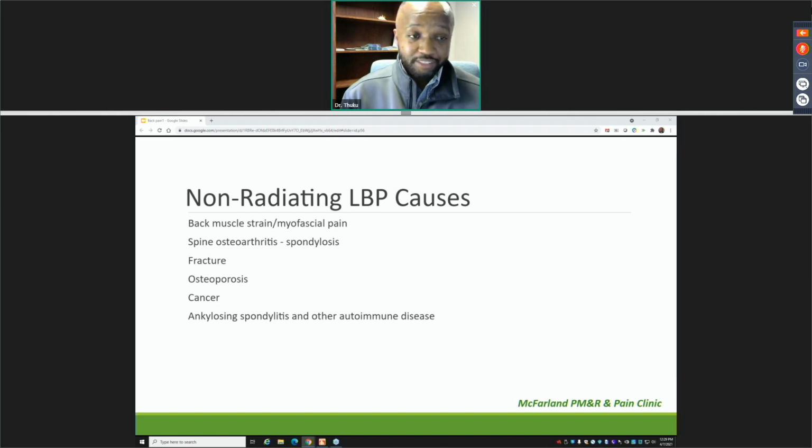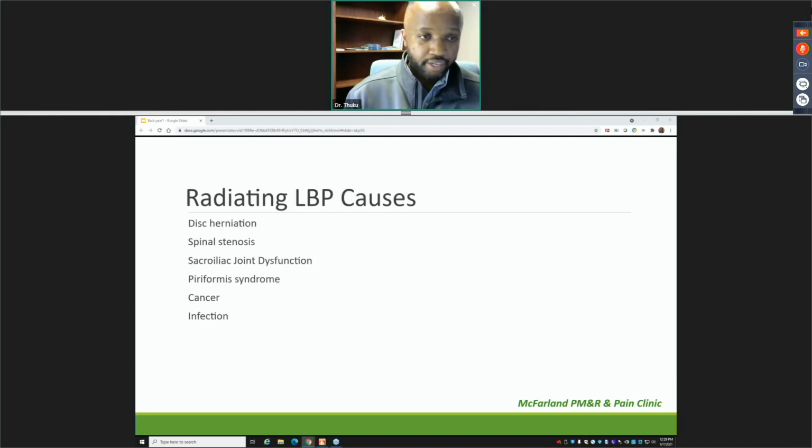So with non-radiating pain, it can be due to facet arthritis, osteoarthritis. It can also be due to myofascial pain. It can also be due to ankylosing spondylitis or psoriatic spondylitis or osteoporosis. Cancer, like in any other diagnosis, seems to be everywhere for both. These are the causes of radiating pain.